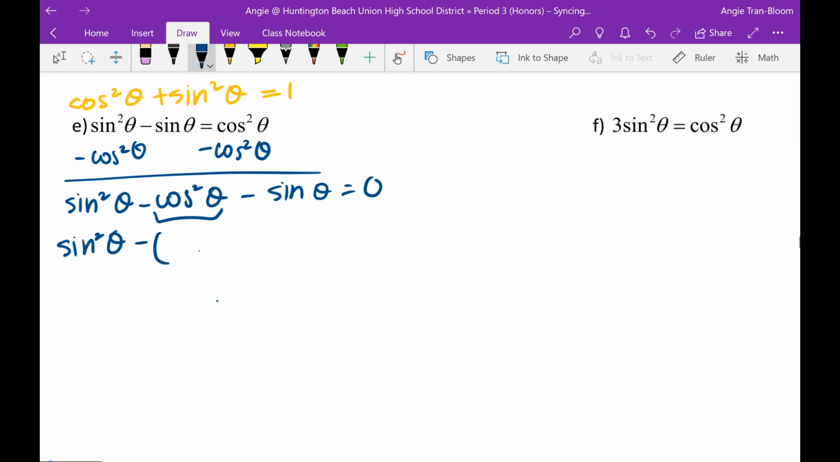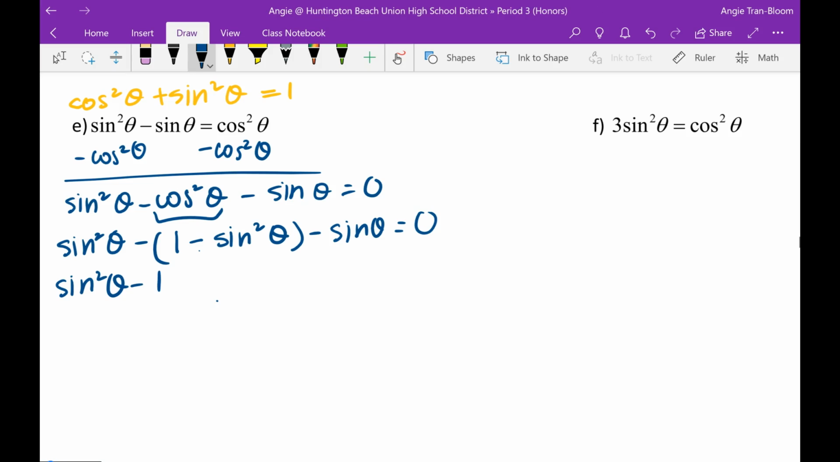So sine squared minus something, minus sine of theta equals 0. What is that parentheses now? 1 minus sine squared of theta. Okay, minus 1 plus sine square of theta minus sine of theta equals 0. Should I combine like terms? Can I combine like terms? Yeah, how many sine squared would you get? 2, right? Should I write in order as well, power?